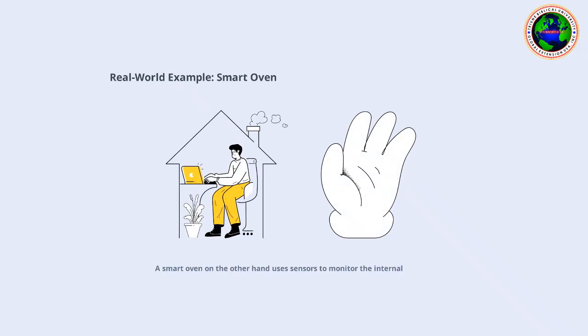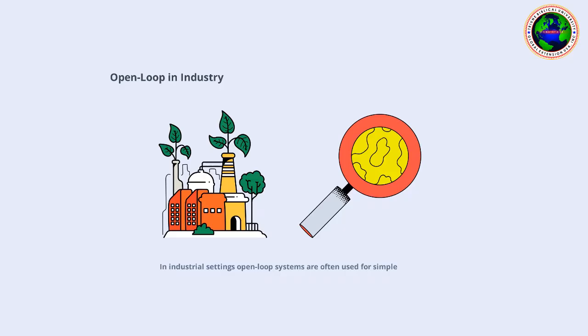A smart oven, on the other hand, uses sensors to monitor the internal temperature and adjust cooking time automatically. This closed-loop approach ensures your food is cooked perfectly every time, adapting to changes in the oven or the food itself. In industrial settings, open-loop systems are often used for simple, repetitive tasks where conditions are stable.